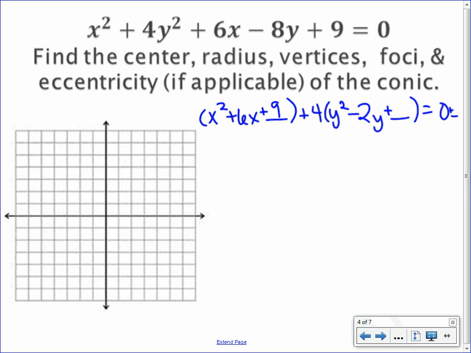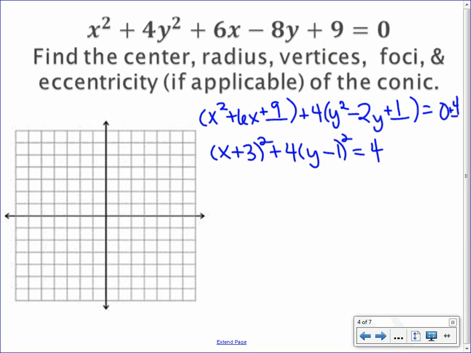Okay? So what completes my square? But what number am I really adding to the left side? This one is being multiplied by 4, so I really am adding 4. So to balance out my equation, I need to add 4 to the other side. Remember that? Okay. So what do we have? We have x plus 3, the quantity squared, plus 4 times y minus 1, the quantity squared, equals 4.